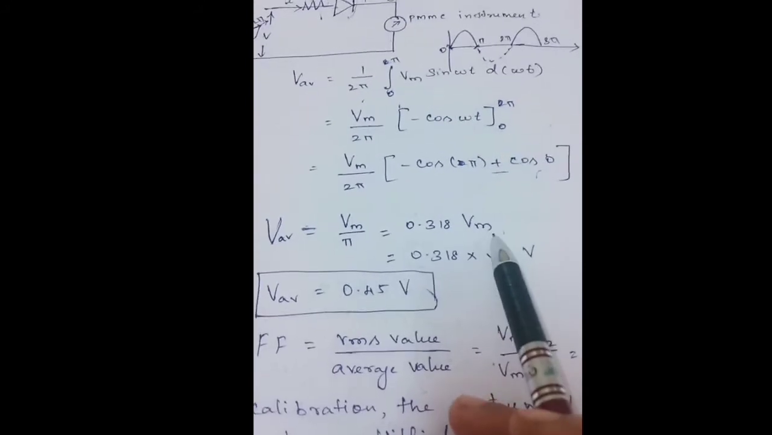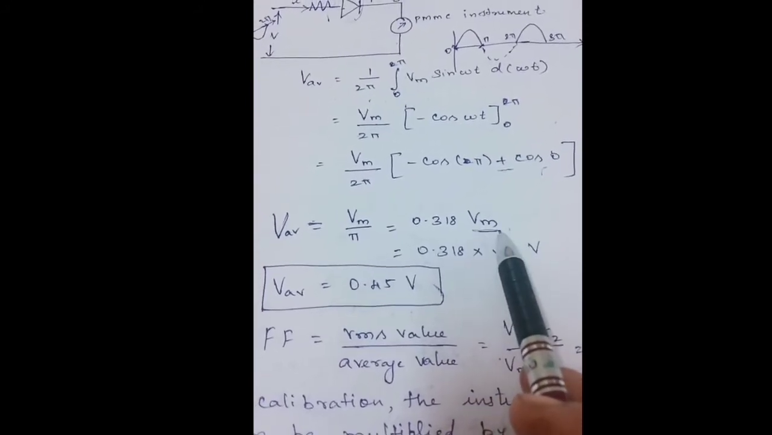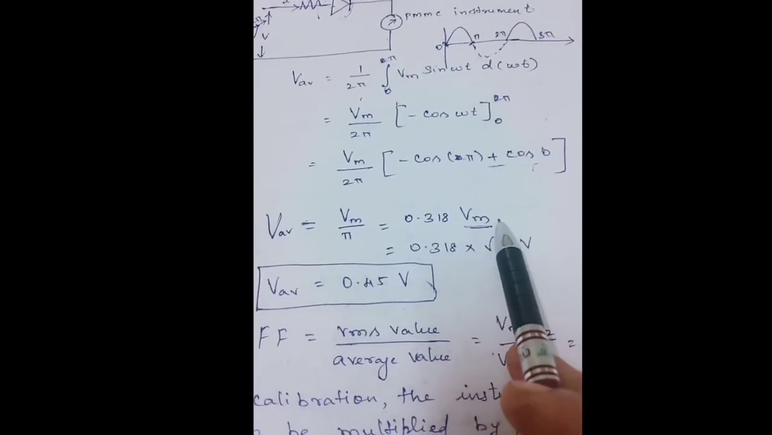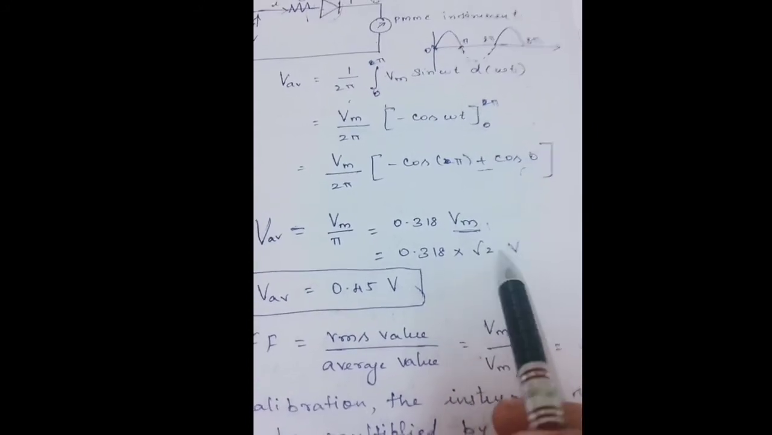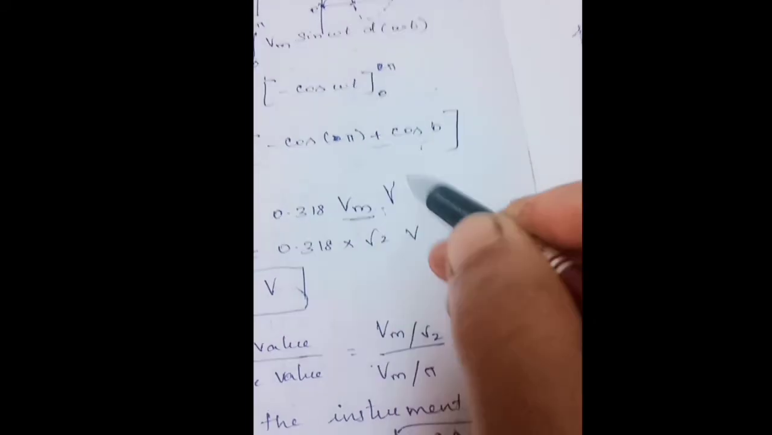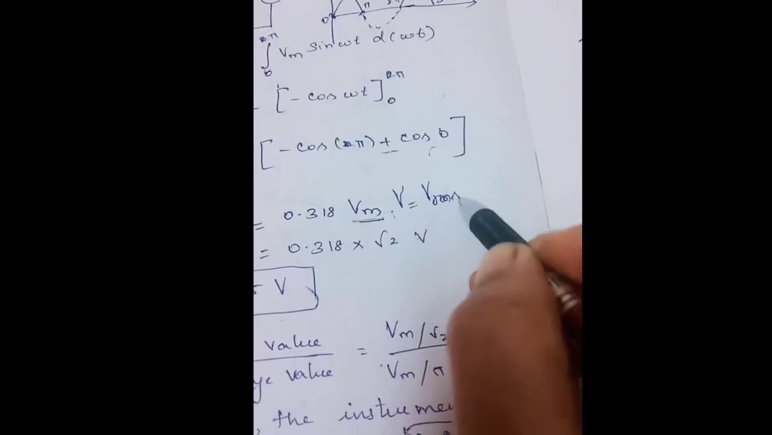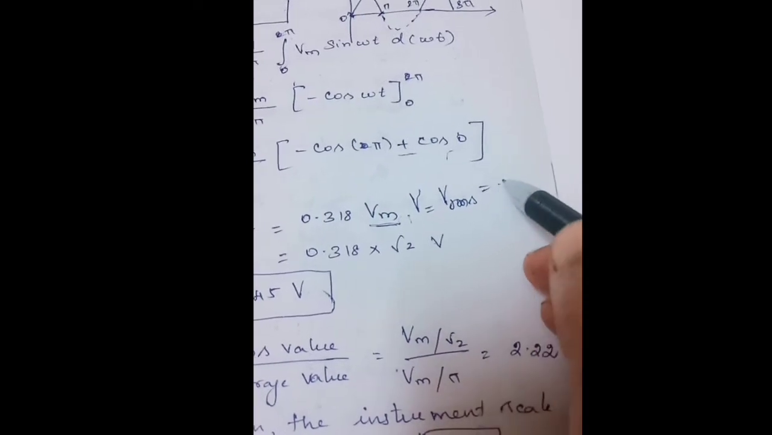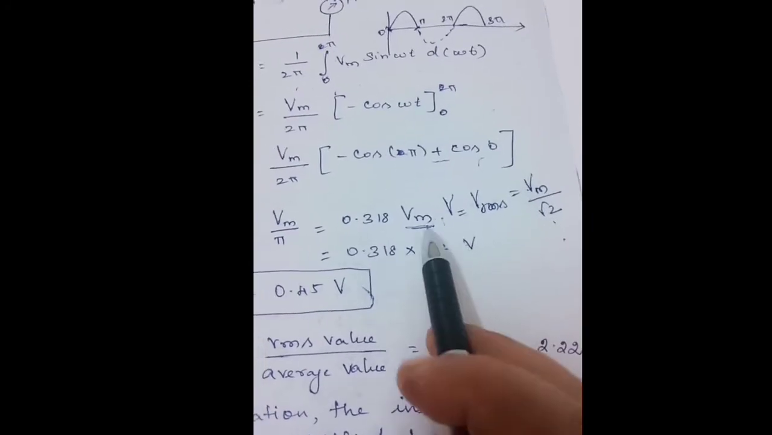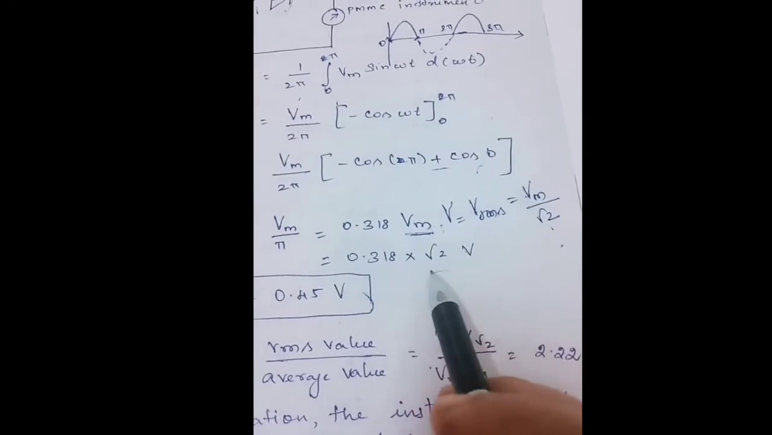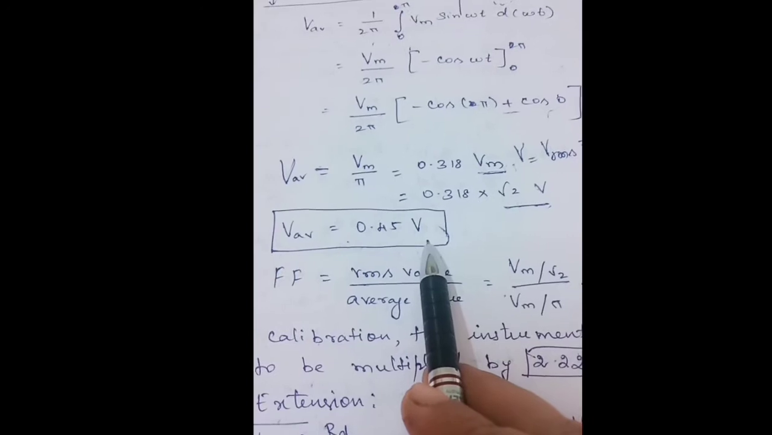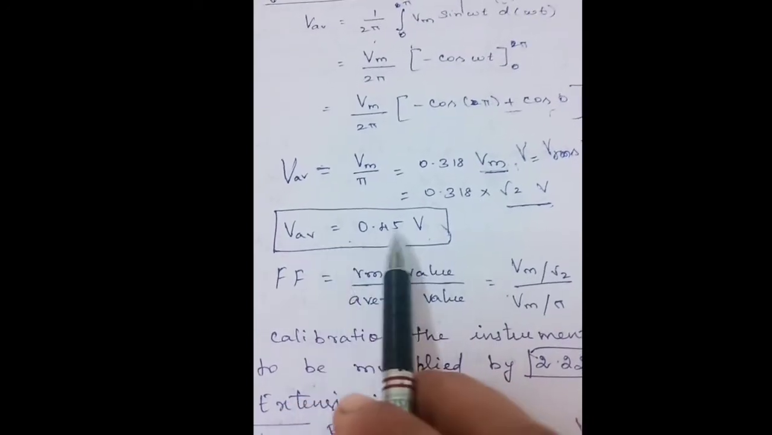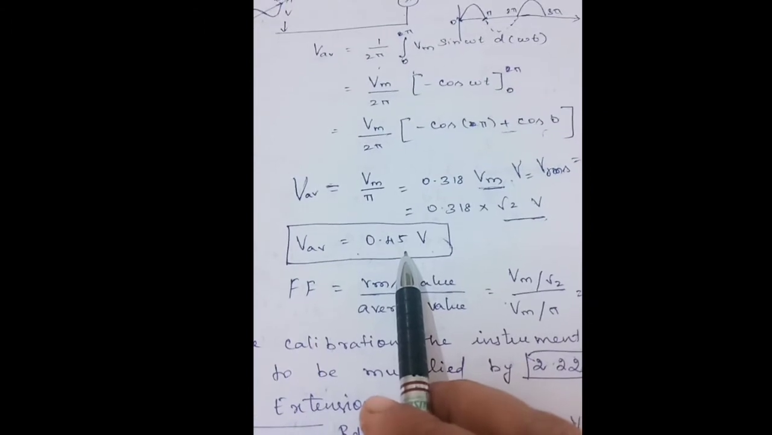Since Vm represents the maximum value, we need to calculate for the RMS value. So V equal to Vrms equal to Vm by root 2. I am substituting this over here. Instead of Vm I am replacing it by root 2 into V. So that will be V average equal to 0.45 into V. So this is the average voltage for an AC rectifier circuit.